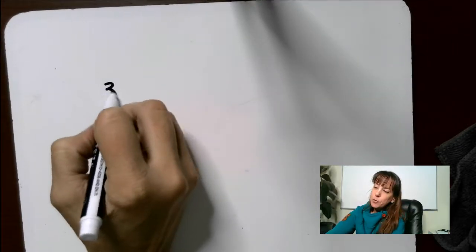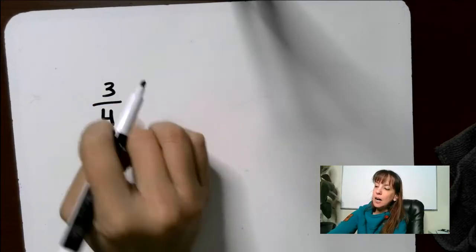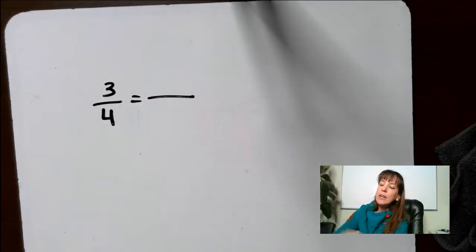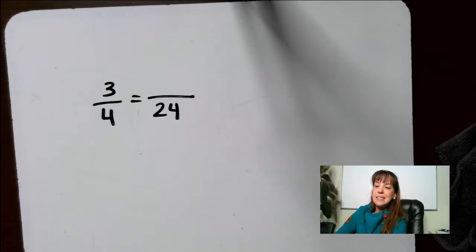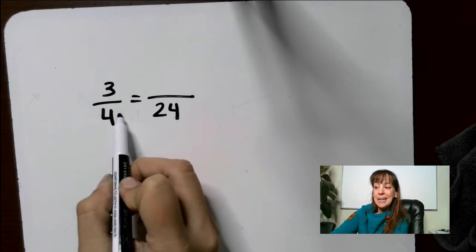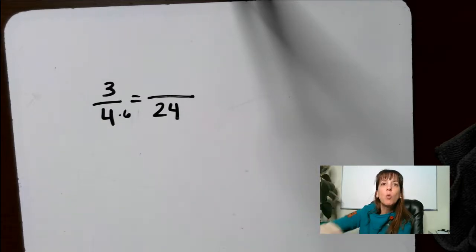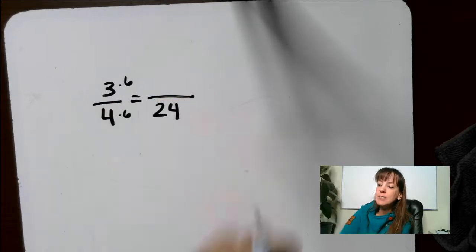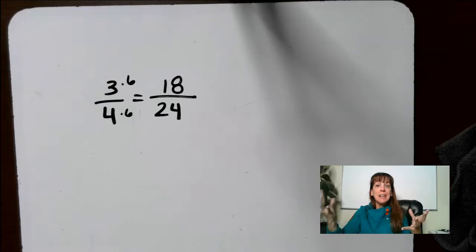If you have 3/4, and I want you to expand to get 24 on the denominator, we can do equals. I want you to expand this to get 24 on the denominator. Guys, we need to multiply 4 times 6 in order to get 24, right? What we do on the bottom, we have to do to the top. And if I do that to the top, 6 times 3, that gives me 18. I have just expanded out this fraction.